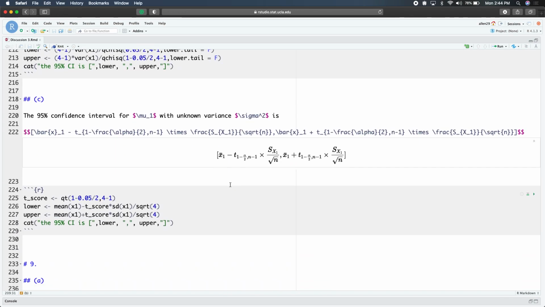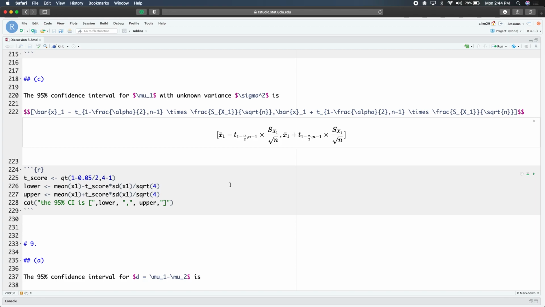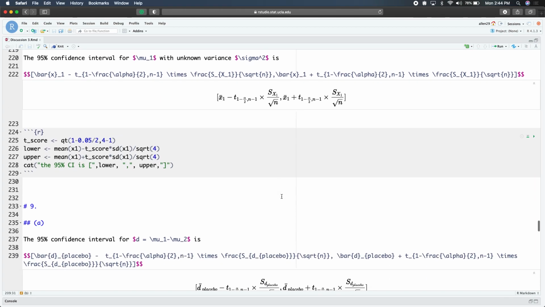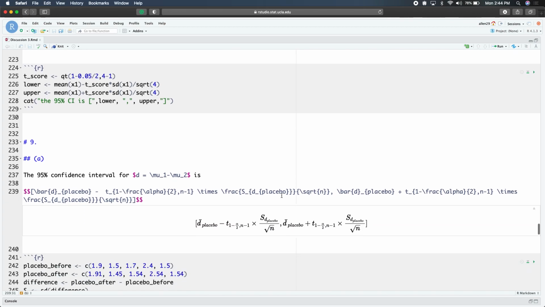And then for part C, just the confidence interval for mu1 with unknown variance sigma square. The formula is just x1 bar plus and minus the t-score multiplied by the standard error. So based on the question, look for the corresponding equation and then plug in the numbers, and make sure you plug in the right numbers for all the details, the sample variance, the degrees of freedom, or the sample size.